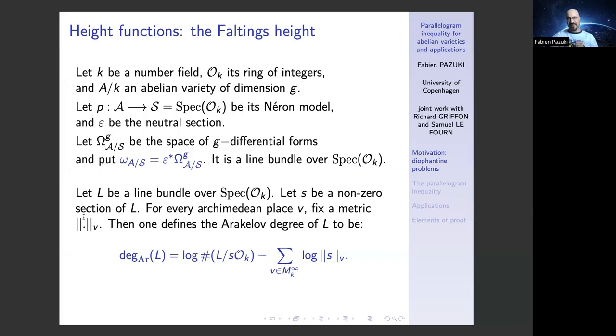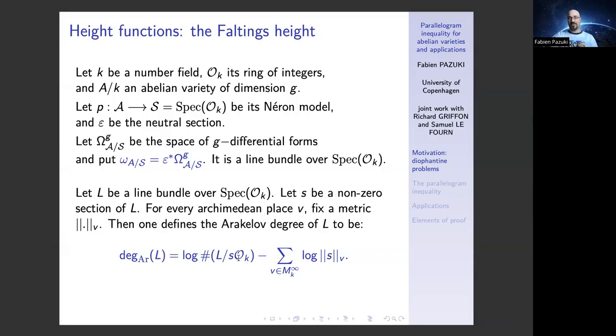And then you take the metric for each of the Archimedean places that I listed here. You take the log of this metric. Remember, s is non-zero, so this has a meaning. And then here you just take the quotient. So L is a line bundle over O_K, which means this is a finite quotient, because you have something of dimension 1 over O_K.